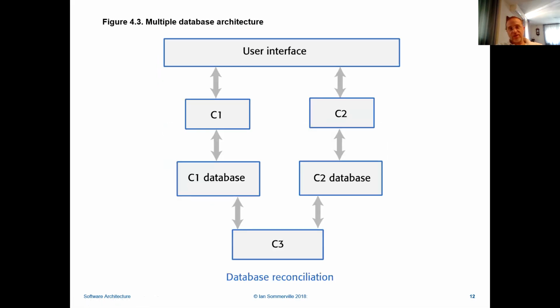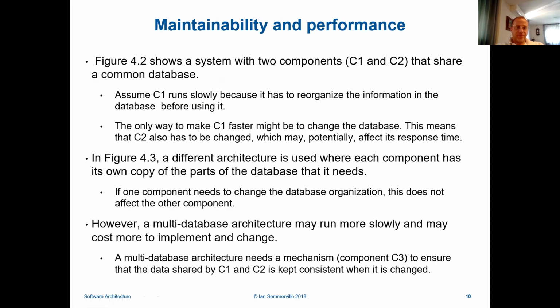So you see, you could have a system like this where each one has their own database. Of course, that's going to be weird. What, the databases are going to be designed differently? That's also kind of weird to me. So in the different architecture, each component has its own copy of the parts of the database that it needs. If they have different parts, what if they have overlapping parts? Then what are you going to do? But if they each have their own separate parts, if one component needs to change the database, this does not affect the other component.